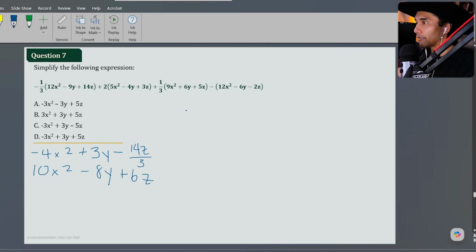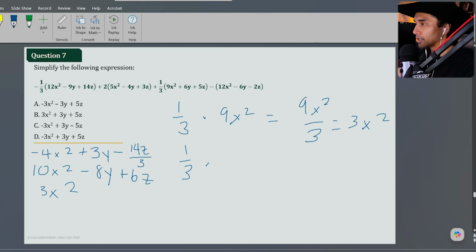Okay, next one we have 1/3, and that's a positive 1/3, and then times 9x squared, and this equals 9x squared over 3, giving us 3x squared. Okay, right? Yes, 3x squared. And then I get 1/3 times 6y, giving me 6y over 3 equals 2y.